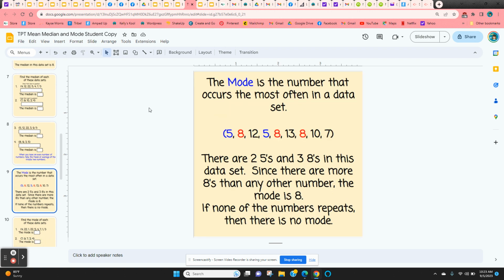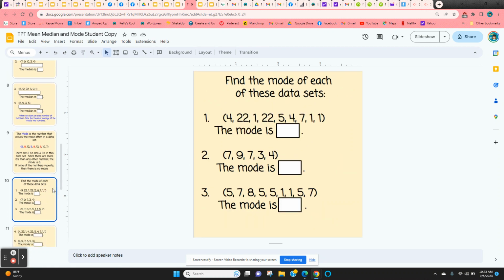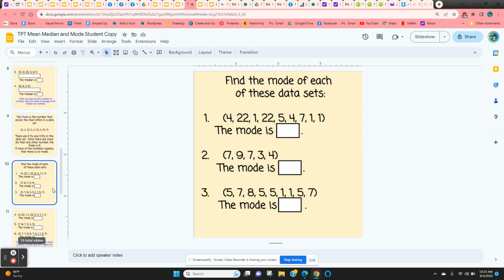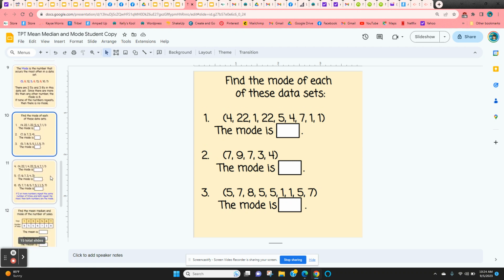The last one is the mode. So mode is the number that you see the most. And in this case, because there are 3 8s, the 8 would be our mode. We see the 8 the most. They've got 3 problems to do on slide 10. What number do they see the most?